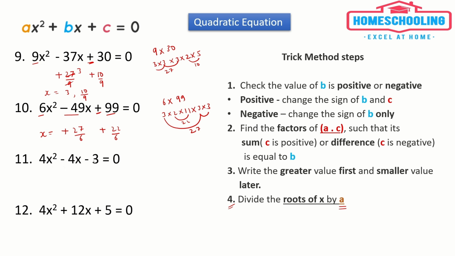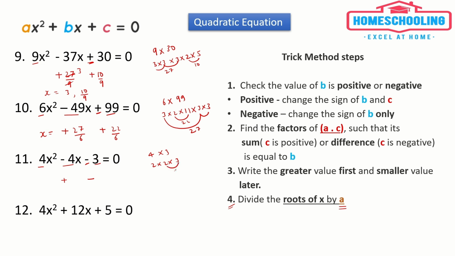Now, in the next question, as you can see, the b is negative here. So we will change the sign of b only. So positive and negative, and we'll find the factors of a and c. So 4 multiplied by 3, so it can be 2 times 2 into 3. So as we can see, c is negative here. So we have to find the difference of the factors that is equal to b, that is 4.